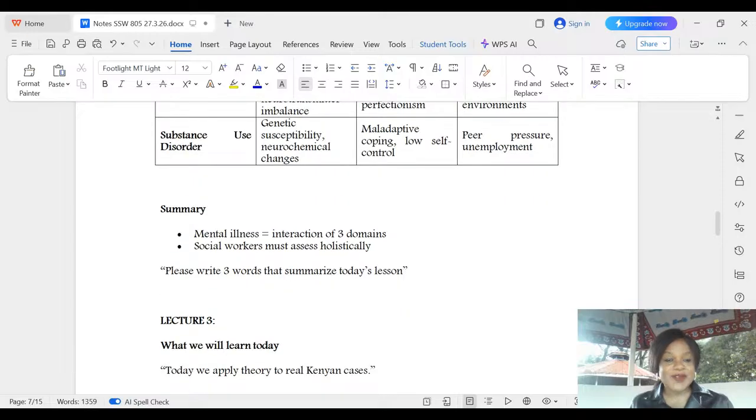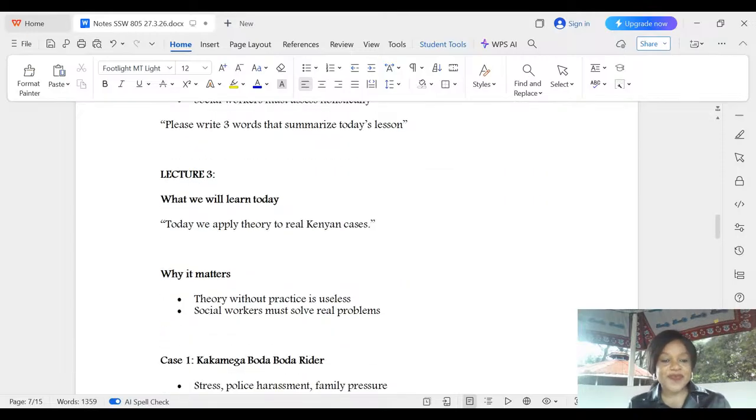We'll then move on to the next lesson, which is lecture 3. In this particular class, we are going to apply this particular theory to real Kenyan cases. So it's very important that now we begin to apply and not just take on theory. This is important because theory without practice is not valuable. It's useless, really, especially for us who want to cause change and influence individuals, groups, communities, and the society as a whole positively. So we must solve real problems as social workers.